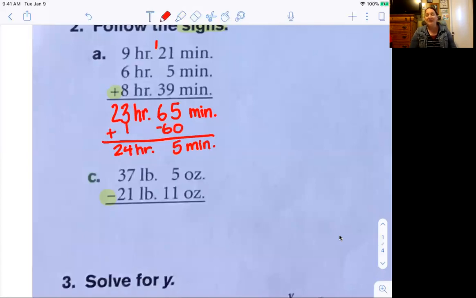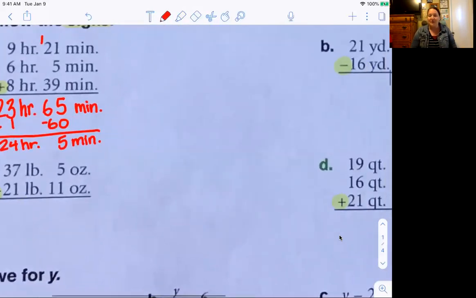Now, if we technically wanted to make this the absolute correct way, you could leave it 24 hours, 5 minutes. I am okay with that. How many hours are in a day? There's 24 hours a day. So technically this is 1 day, 5 minutes, but we're going to leave it 24 hours, 5 minutes. Let's move on to B.